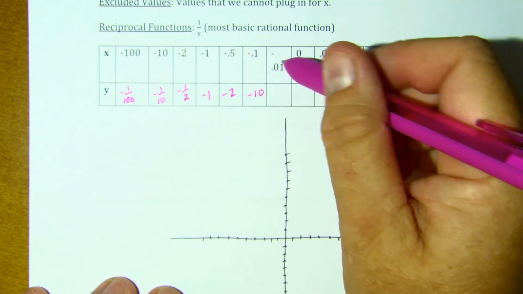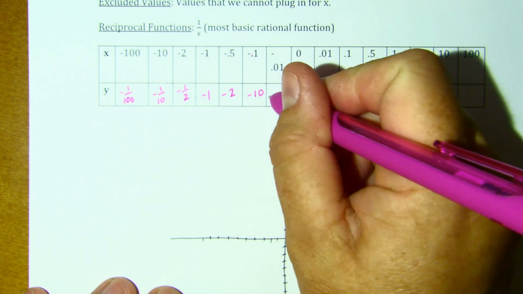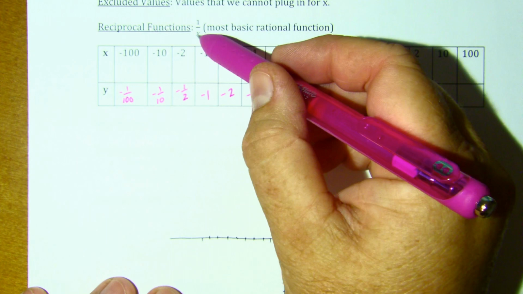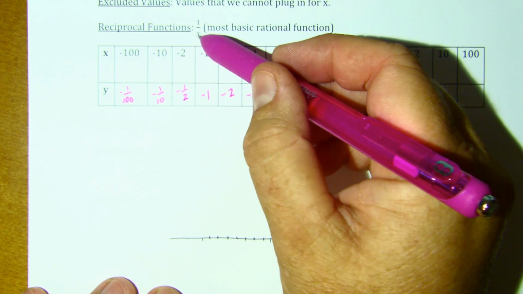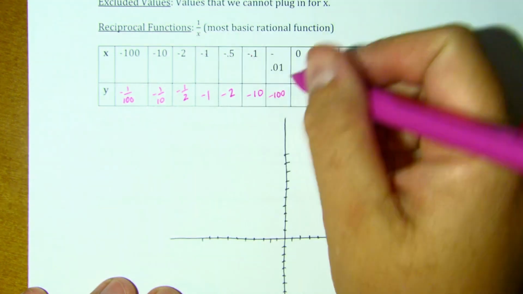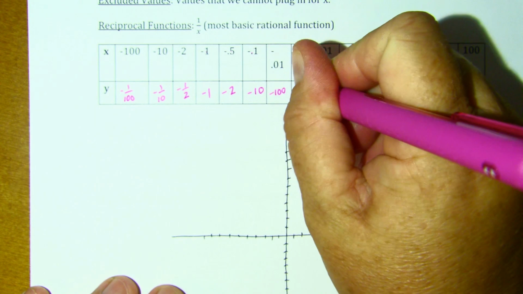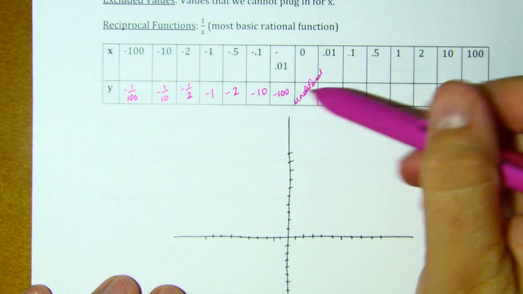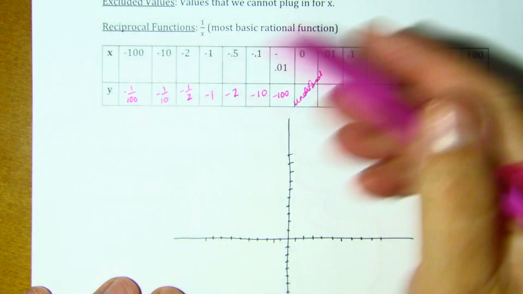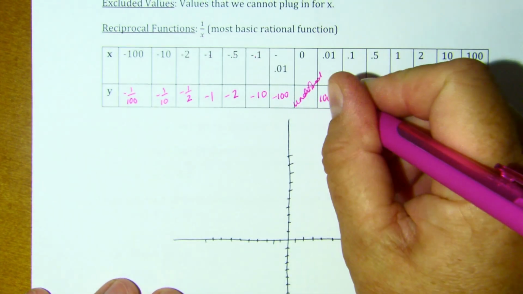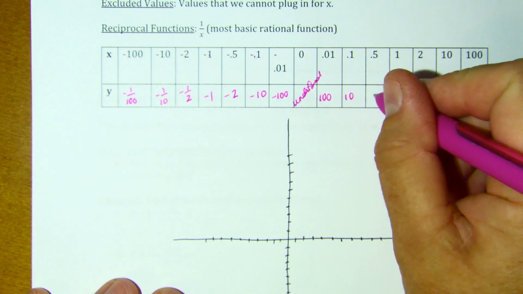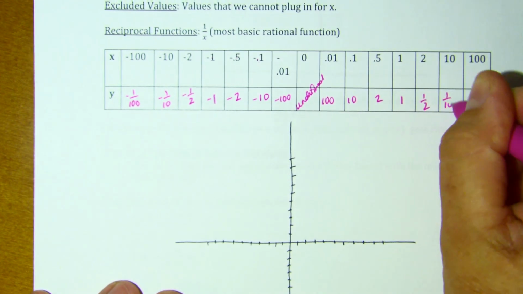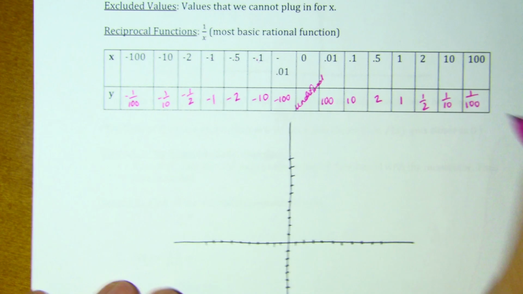Plugging in -0.01 would give me -100. But plugging in 0 we can't do because 1 divided by 0, well, our denominator can't equal 0. So this is undefined. Now, similarly, for the positive values, it's all these same numbers, but positive. So 100, 10, 2, 1, 1/2, 1/10, 1 over 100.